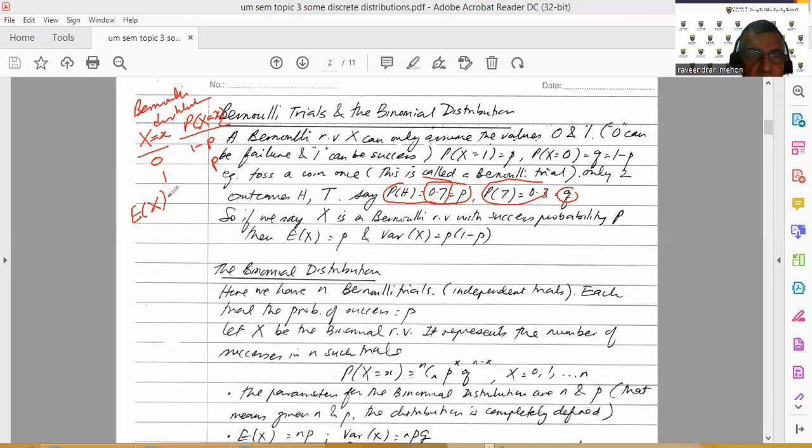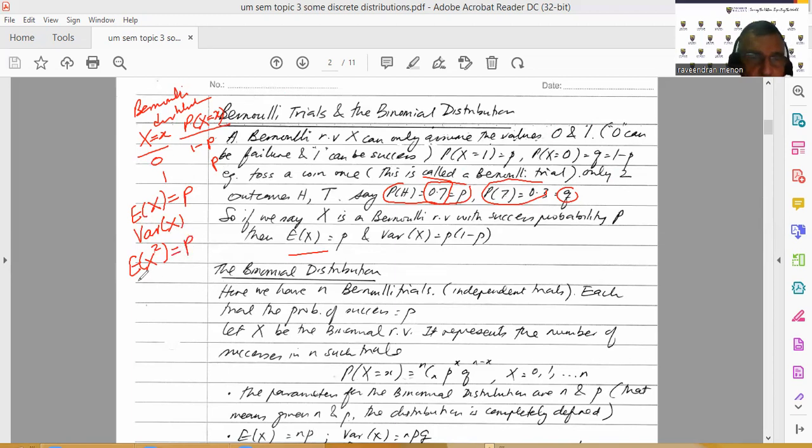Quite easy. So what's the expected value? The expected value of x will be 0 times something is 0, 1 times p is p. There you go. And you can also work out the variance, which is actually quite easy to do. The expected value of x squared will be 0 squared is 0, plus 1 times p, so it will be p.